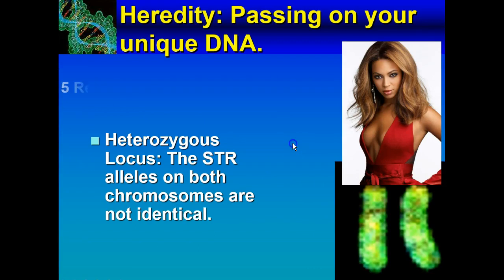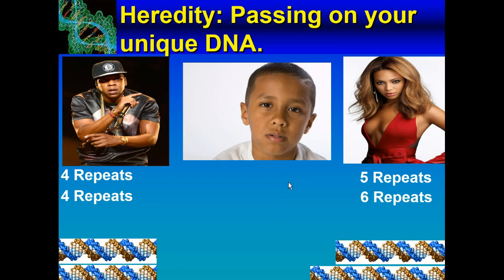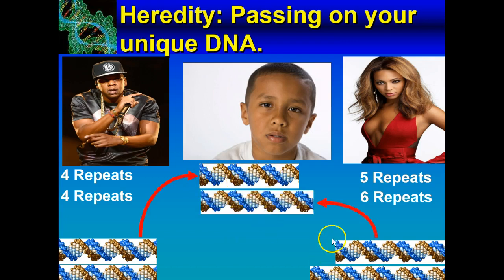Beyonce, on the other hand, we're going to make her a 5-6. And basically that means that she has a repeat of GATC 5 times on one chromosome and 6 on the other. So if they were to have a kid together, and this is not their kid, but I just wanted to find one that might look something like their kid, you should be able to figure out what STRs this kid should have based on if Jay-Z and Beyonce are his parents. And so we're just randomly going to give him obviously a 4 from Jay-Z, because no matter what, whether it's this chromosome or the other one that goes in the sperm of Jay-Z to make him, it's going to be a 4, and we're going to call him getting the 5.